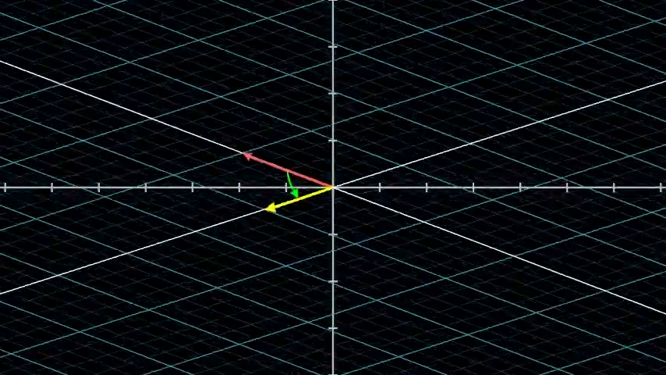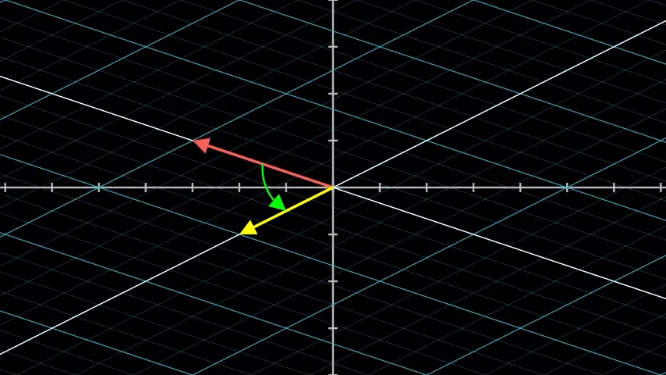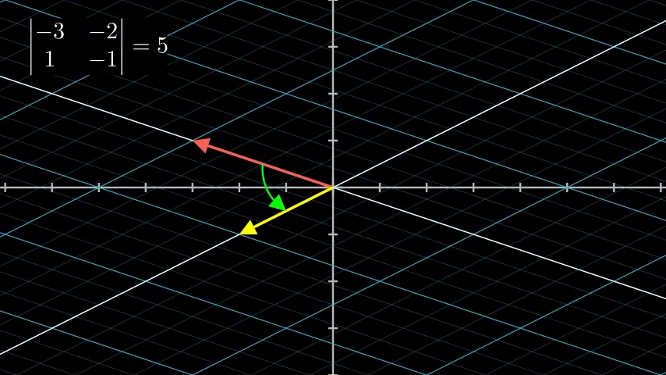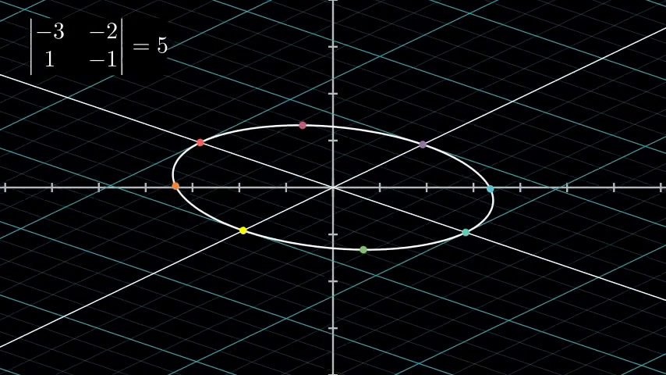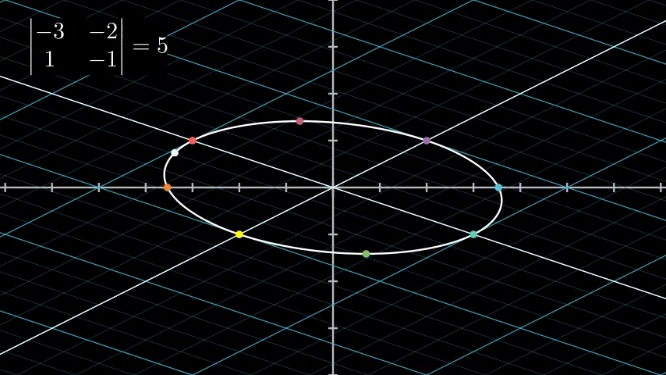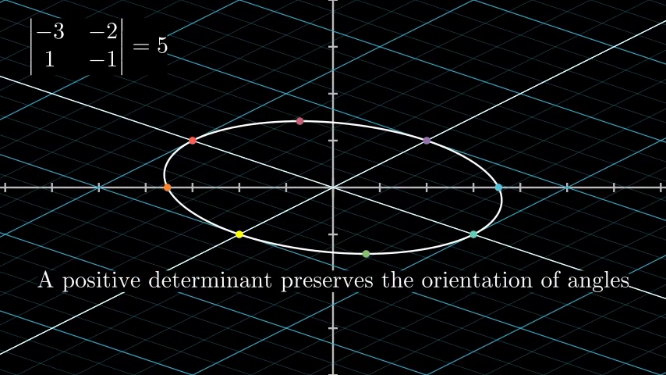Let's now look at a matrix transformation with a positive determinant. We will again start by looking at the angle between the basis vectors. This time, when we apply the transformation, this angle remains counterclockwise. This is because the determinant is positive. As we did before, we can also look at the counterclockwise motion around a circle and see that when we apply the transformation, the motion remains counterclockwise. When the determinant of a matrix is positive, the transformation preserves the orientation of angles.